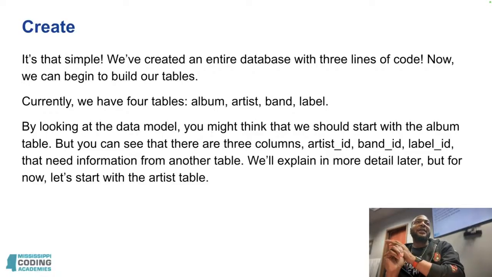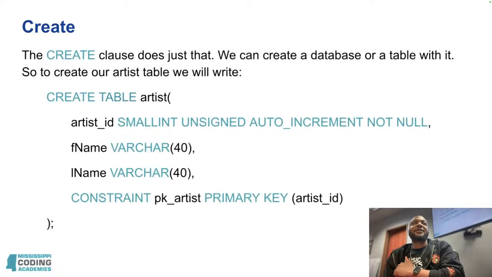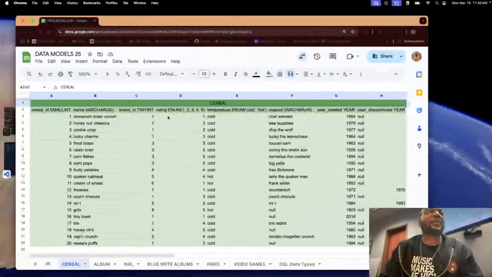So you can see that there are 3 columns: artist ID, band ID, label ID, that need information from another table, what we just mentioned. We'll explain in more detail later, but for now, let's start with the artist table. So the first table we're going to build is the artist table. The create clause does just that. We can create a database with it or create a table. So to create our artist table, we will write create table, and then the name of the table, which would be artist. So let's start there.